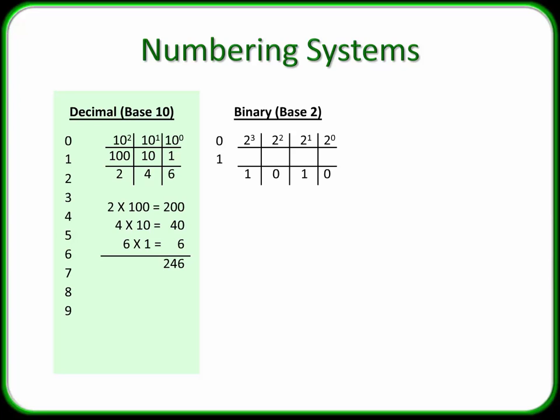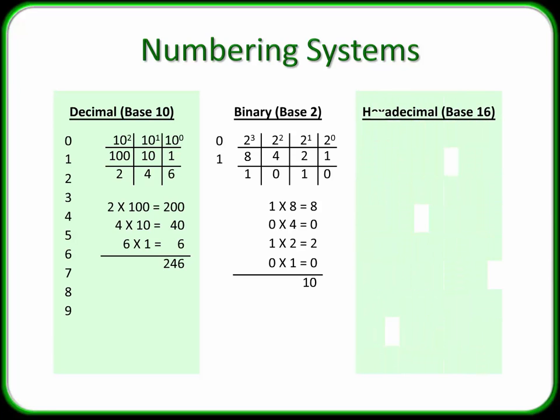The numeric values of each of those then represent the value of the column, and so the first column is the ones column, the second column is the twos column, the third column is the fours column, and the fourth column is the eights column. So in this example we would multiply 1 times 8, add to it 0 times 4, add to that 1 times 2, and add to that 0 times 1 for a total of 10. So the binary value 1010 is the same as the decimal value of 10.